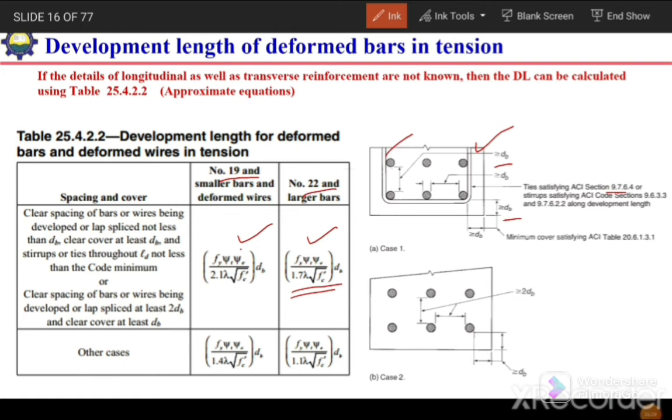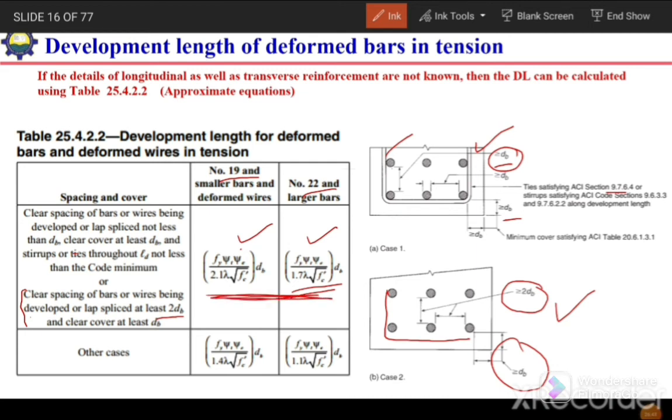Similarly, if this is not the case and there is no transverse reinforcement, then this criterion should be fulfilled. The clear spacing of the bars or wires being developed or lap spliced should be at least 2 times the diameter of the bar. Here the earlier condition was that the spacing should be greater than the diameter of the bar. In this case it is increased to 2 times if there is no transverse reinforcement, but the clear cover is again the diameter of the bar. So if these two conditions are satisfied, then again we can use these two equations.